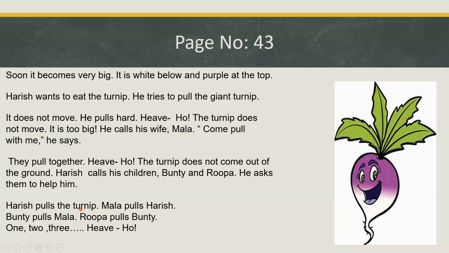Now Mala is holding Harish. Okay, so in a single line they are standing holding one another and they are trying to pull. Harish is pulling the turnip, Mala is pulling Harish, Bunty is pulling Mala, then Rupa is pulling Bunty. So like this they are pulling each one of them to bring the turnip out. They are counting one, two, three, hey ho! But still they're not able to pull out the turnip. Can you guess why?